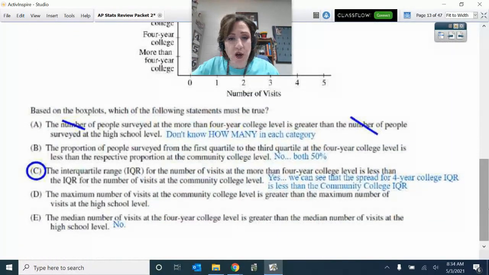And then once again, over and over again, I keep seeing that they get you on the number of visits. So we don't know how many is in each category. Over and over again.